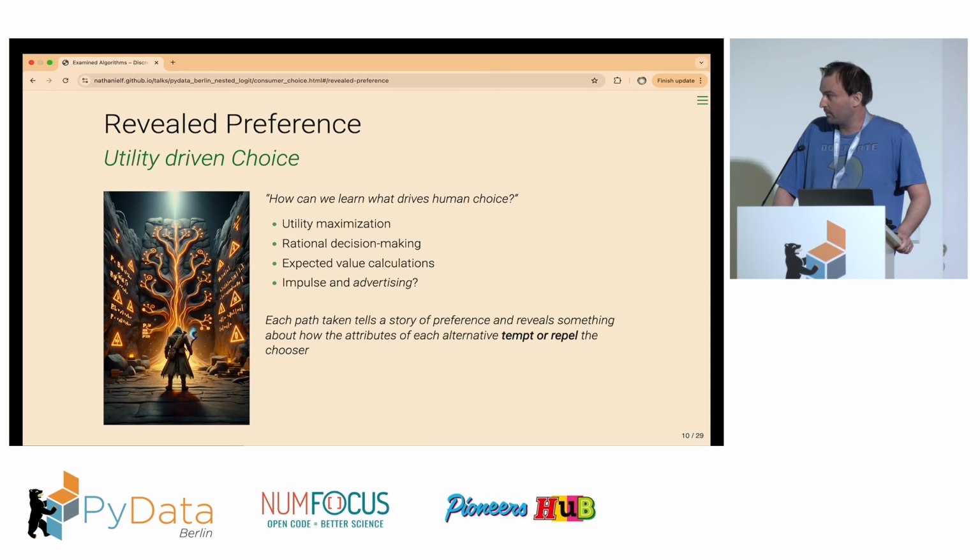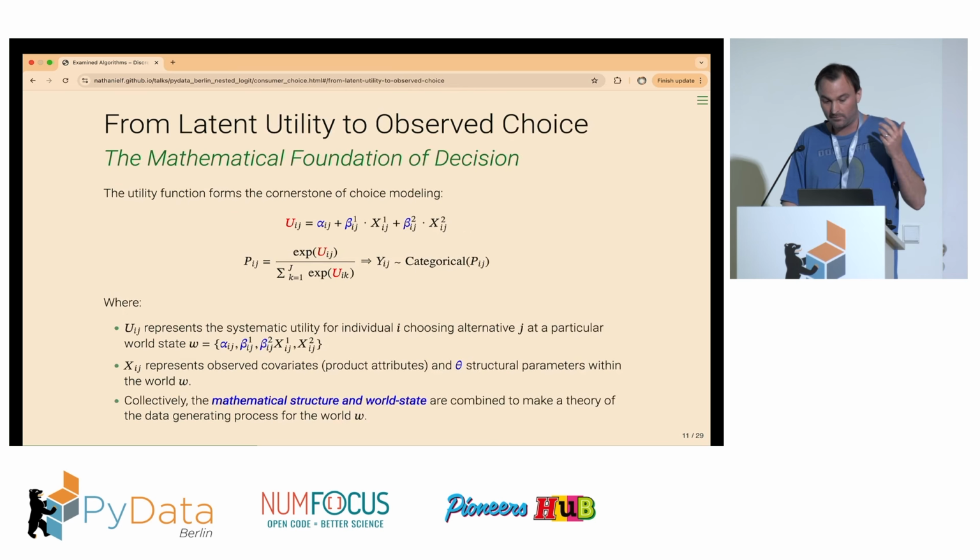Or maybe they're just driven by impulses and whims, or the effects of marketing, as every CMO would like to think. But the broad pitch here is that every path taken, every choice made by a consumer or an actor or a firm can tell you something about what are the attributes of those choices that tempt or repel human actors. And the way we formulate this in a mathematical formalism is like this.